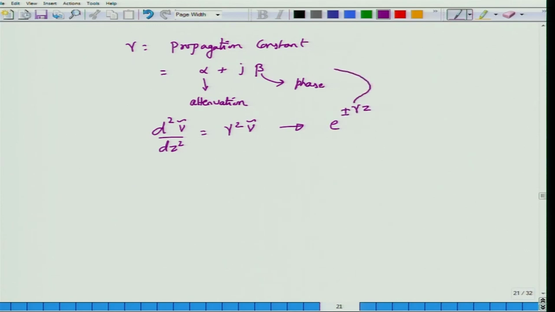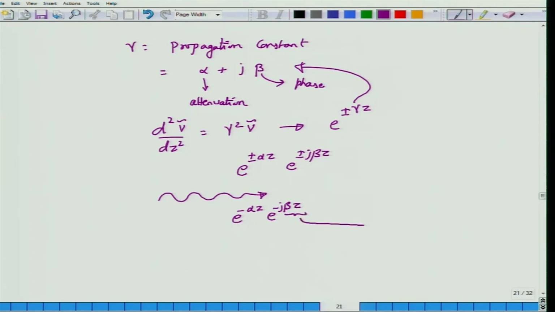By substituting for gamma as alpha plus j beta, you will see that the solutions would be of the form e to the power plus or minus alpha z, e to the power plus or minus j beta z. For a wave that is propagating in the forward direction, if I choose a minus sign here, the voltage phasor can be considered as e power minus alpha z e to the power minus j beta z. The phase continuously gets delayed, that is, the wave gets delayed as it propagates along the transmission line. In addition, the amplitude of the wave also decays.